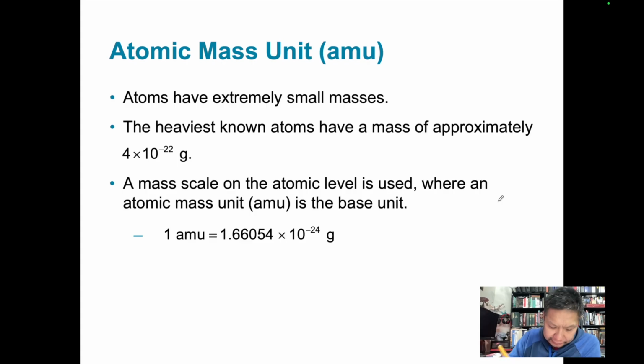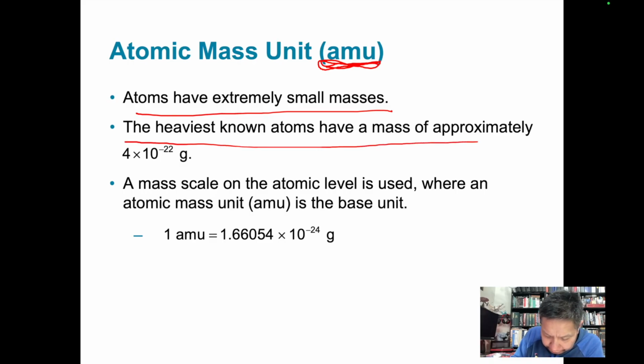Next, let's talk about the AMU, or the atomic mass unit. We talked about the atomic mass unit a second ago when we were talking about the different weights of the subatomic particles. But let's remember that atoms are extremely small, with very small masses. The heaviest known single atom is approximately 4 times 10 to the negative 22 grams. That is tiny.